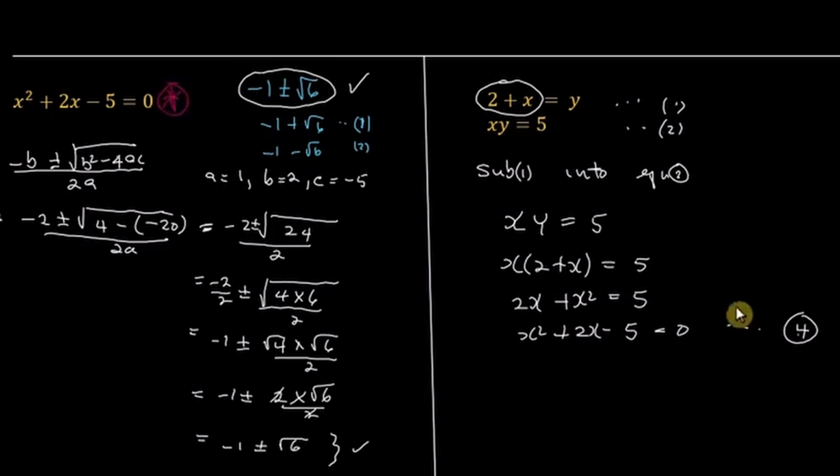These two equations are the same. Therefore, the solution is already obtained: x is equal to negative 1 plus or minus root 6. Already obtained, so we do not need to solve it a second time.